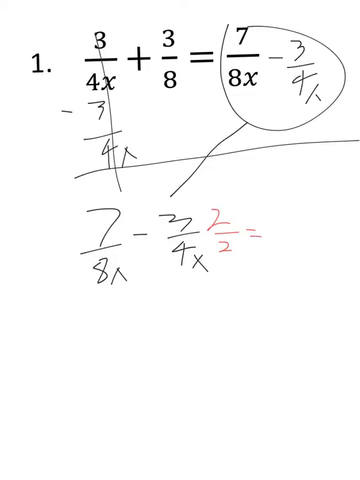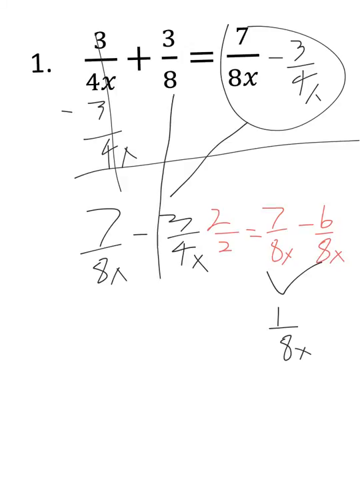And so it's going to turn into 7 over 8x minus 6 over 8x. So I just scaled it up so it would have the same denominator. So 7 minus 6 is 1, so this turns into 1 over 8x. Now I can bring down this 3 over 8 that I hadn't messed with yet. So 3 over 8 equals 1 over x. Now let's just cross multiply and divide.